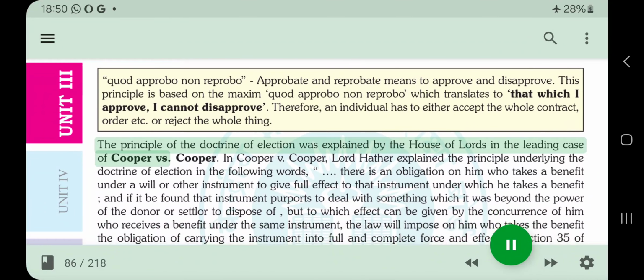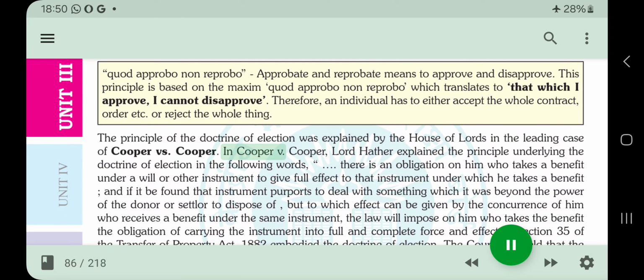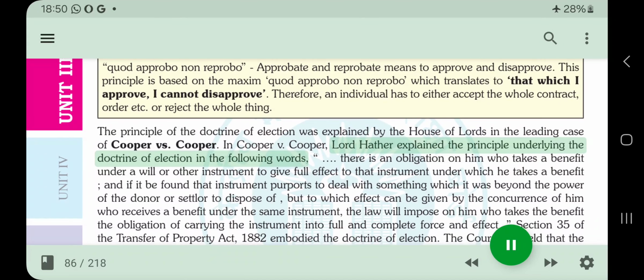The principle of the doctrine of election was explained by the House of Lords in the leading case of Cooper v. Cooper. In Cooper v. Cooper, Lord Hatherley explained the principle underlying the doctrine of election in the following words.